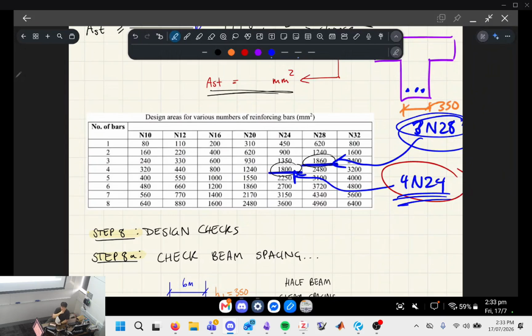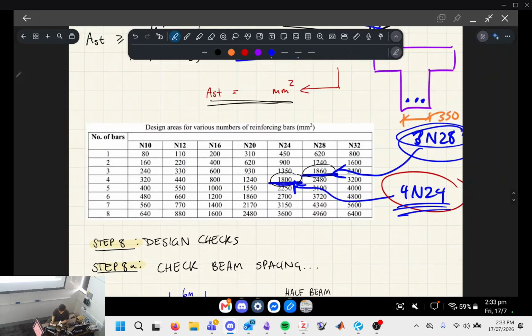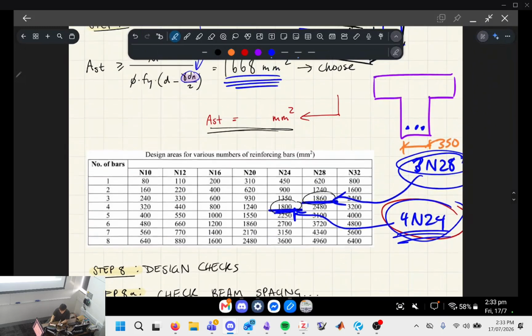Anyone else got any other ideas? Slightly more economical because the area of steel is less. Oh, like these two numbers? That's true. So if you do N24s, that's 1800, which is less than 1860. Okay. Oh, I'll just give you the answer, right? Sorry.